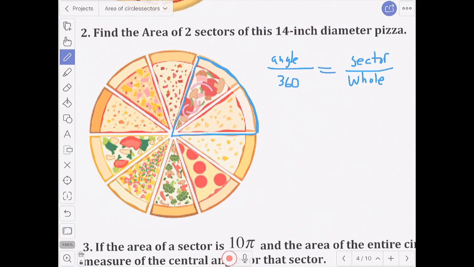So let's take a look at this other information. It says that there's 14 inches of diameter in the pizza. I'm going to have to make sure I pay attention to that. The diameter is 14.